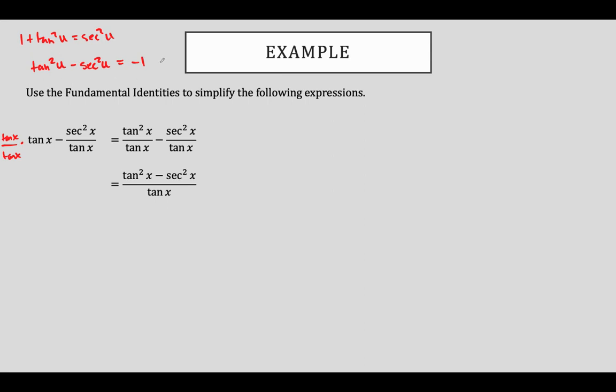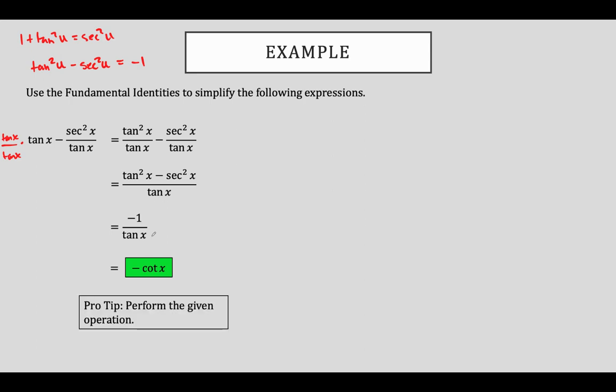Again, we have rearranged our Pythagorean identity, meaning that the whole numerator can be replaced with negative 1 divided by the tangent of x. Anytime we have a trig function in a denominator of a fraction, we can bring it to the numerator as a reciprocal using the reciprocal identity. This gives me negative cotangent x as my final answer. All right, so our last pro tip here: perform the given operation. Here they're telling us to subtract. Let's subtract. One more example here.